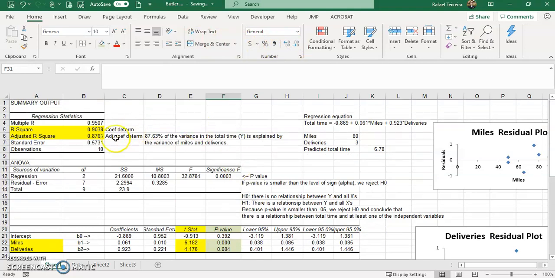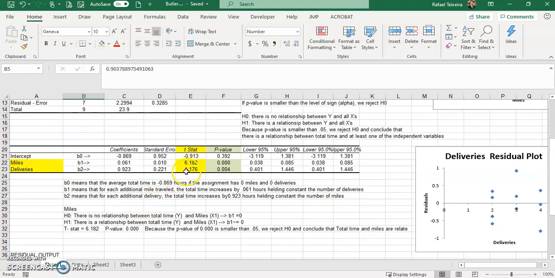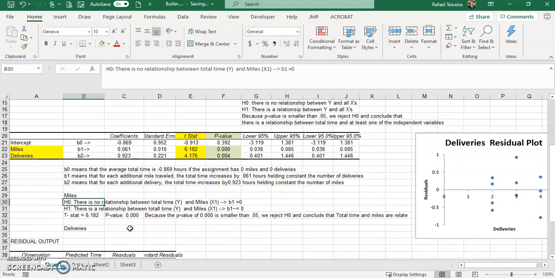So let me just summarize. In the last 2 videos, we used the raw data to get results and get the coefficients, set up the regression equation, predict a model, interpret the coefficient of determination, interpret the ANOVA test, and one of the t-statistics. Now you have the t-statistic also for delivery. It's the same thing for delivery, but I'm not going to do it. I'm going to let you do it, okay? So that's the same thing. There is no relationship, there is a relationship, okay? The only difference is that we have deliveries instead of miles.